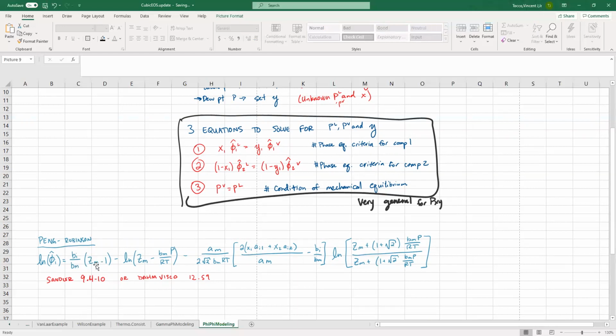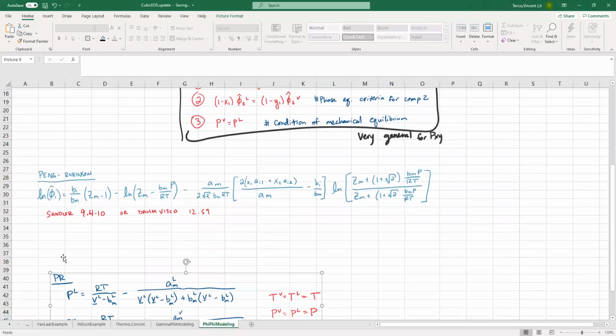Z, as I said, is PV over RT, so no new unknowns introduced there. A is the same as B, so we'll have to calculate that based on pure component properties. And that's it, right? So this is a fairly long equation that will give us the mixture fugacity coefficients, but no new unknowns there.